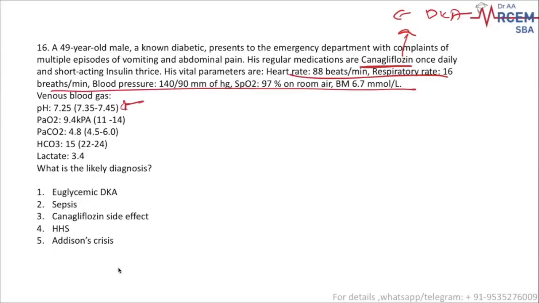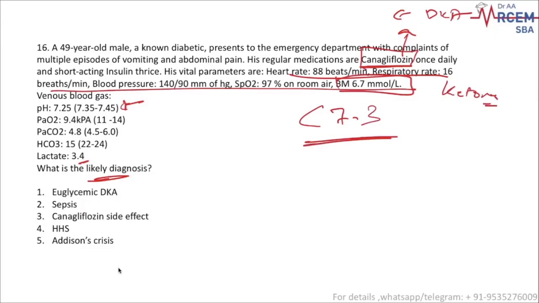pH shows acidosis. Lactate is on the higher side. What is the most likely diagnosis they are asking? pH is less than 7.3 and the patient is on one of these drugs. Always think of euglycemic diabetic ketoacidosis in this patient. Even though the glucose levels are in the normal range, and even if ketones are not given, still think of euglycemic diabetic ketoacidosis. So the right answer here is euglycemic diabetic ketoacidosis.